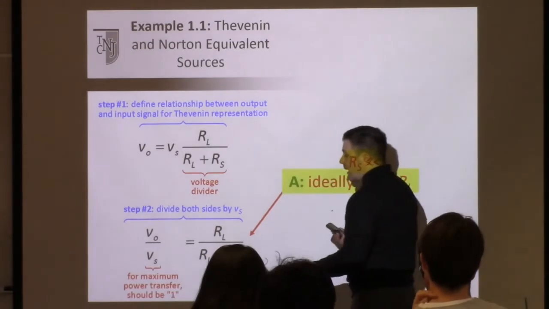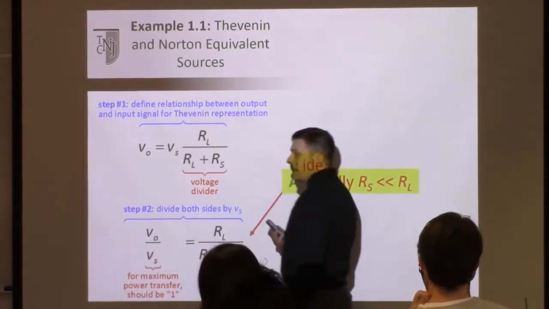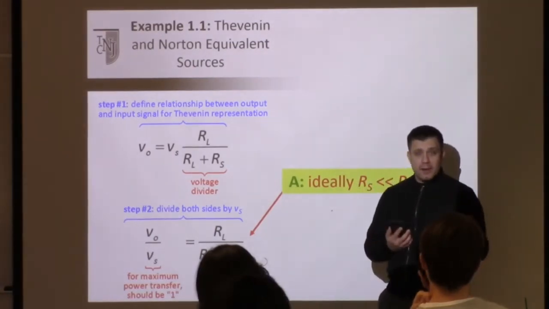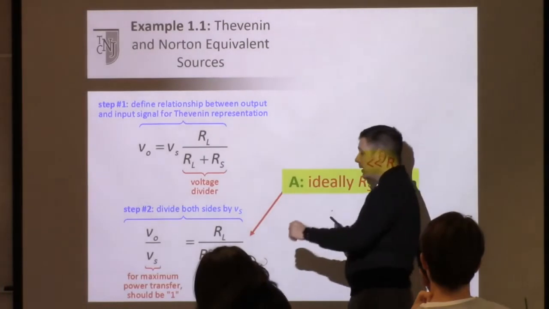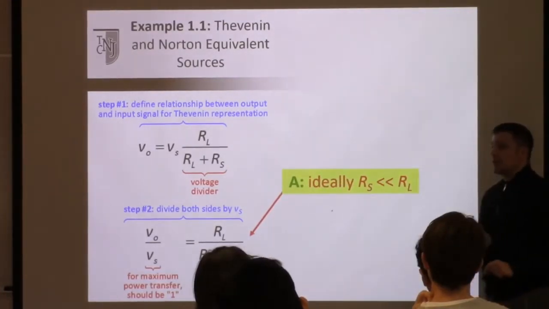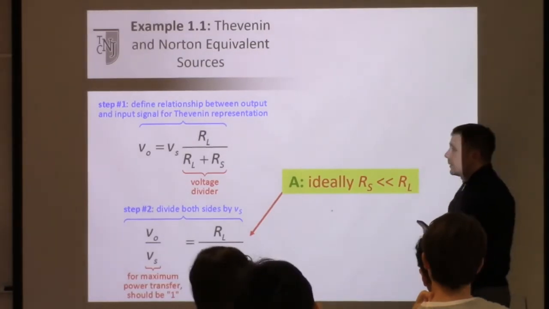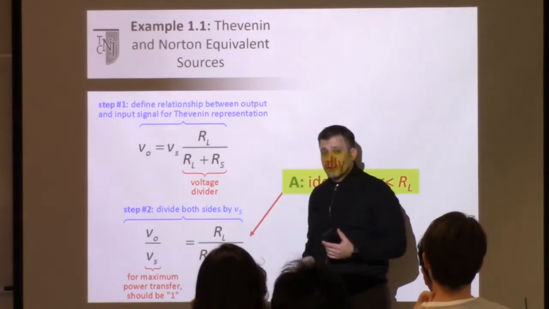And so what we see is that we want for this to be equal to 1, meaning that our output is the same as our input, because that's the highest it can get, right? The output can't get higher than the input. It's a passive system. And for that case, ideally, RS must be much, much smaller than RL. The main takeaway here is hopefully this type of stuff looks really familiar to you.